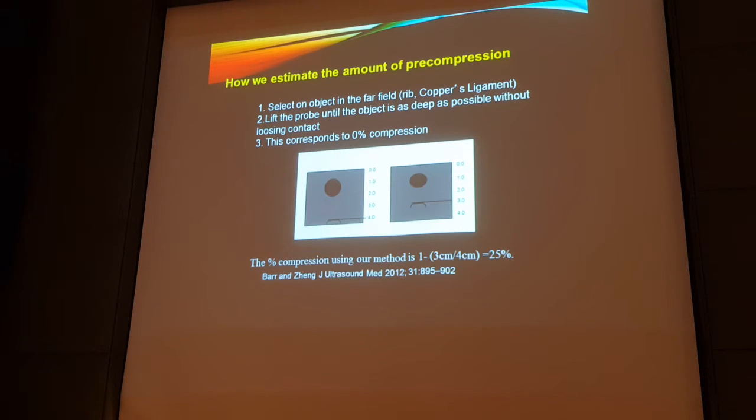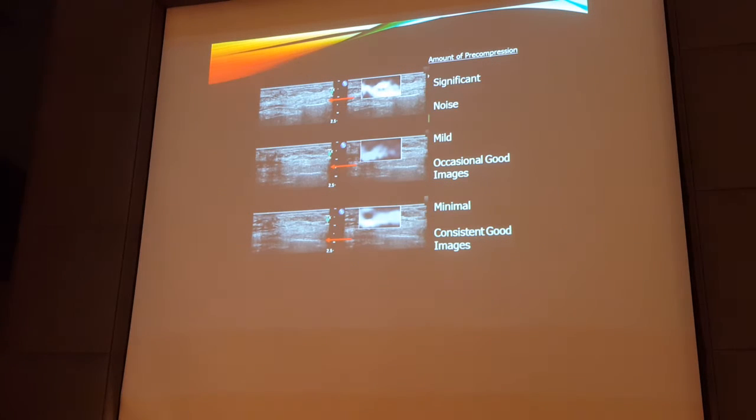Then when you're ready to do your elastography, you start lifting up the probe. As you lift up the probe, you look at something and you'll notice that it gets deeper and deeper in the image. When you get it as deep in the image as you can, and still have contact, that's when we do our elastography. In this case, when we did our B-mode imaging, this rib was at 3 centimeters. When I lifted up the probe, it went to 4 centimeters. So I consider that a 25% compression that we're applying here. This is a nice technique that everyone can use, and everyone can do exactly the same technique.